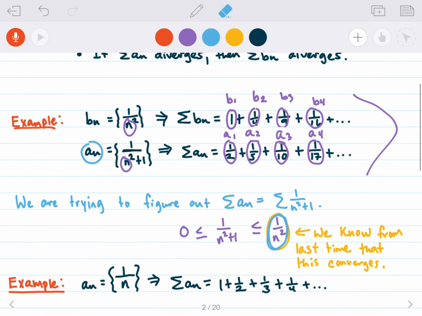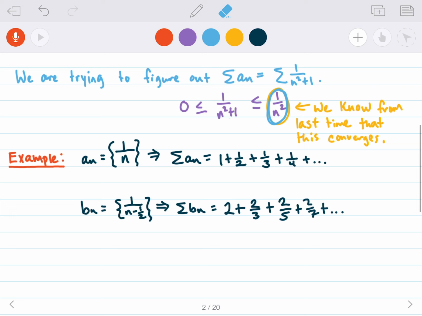Now let's look at another example down here. Let's say that we have a sub n equal to 1 over n, and b sub n equal to 1 over n minus 1 half. Now, which one is going to be bigger? Well, we can look at the formula, or we can just expand the series in terms of their terms. Here a sub 1 is 1.